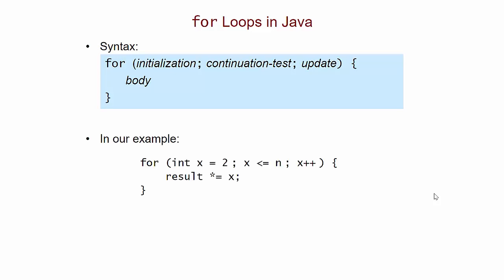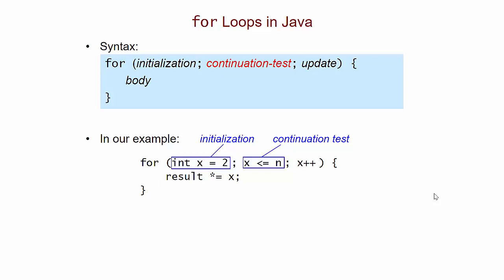The first component is the initialization. So in the case of our for loop, we start by initializing a variable x to 2. Then we have what's called a continuation test, and we evaluate that test to see if we should execute the body. If the test is true, we execute the body.